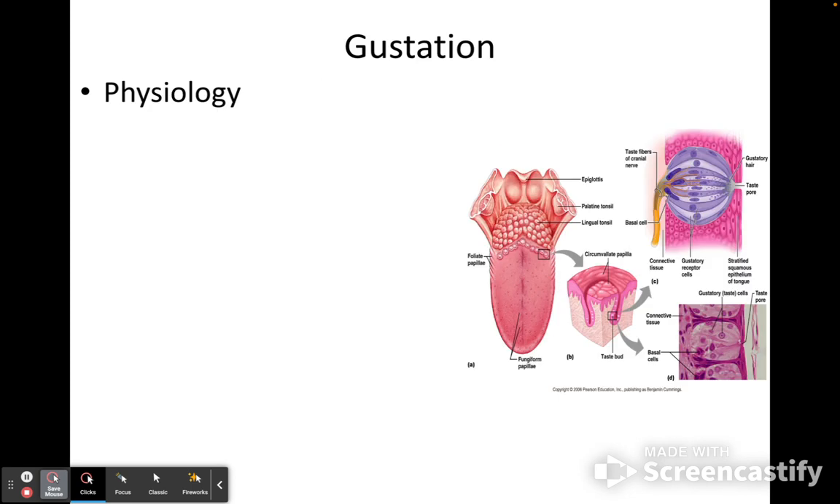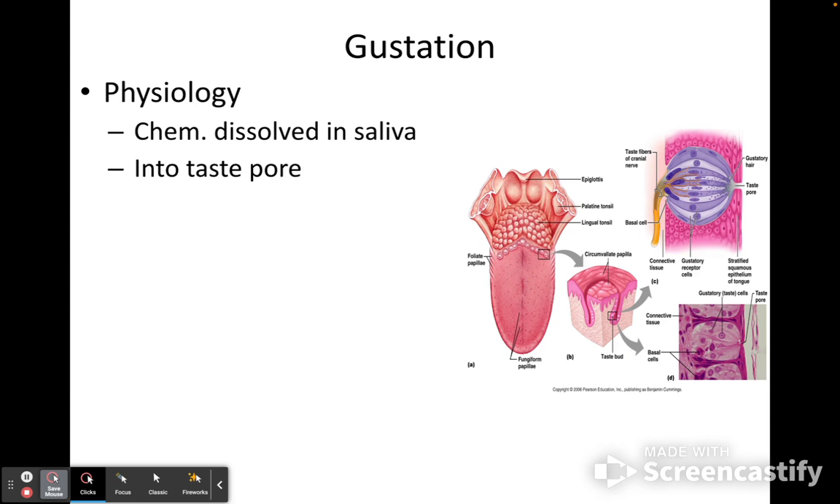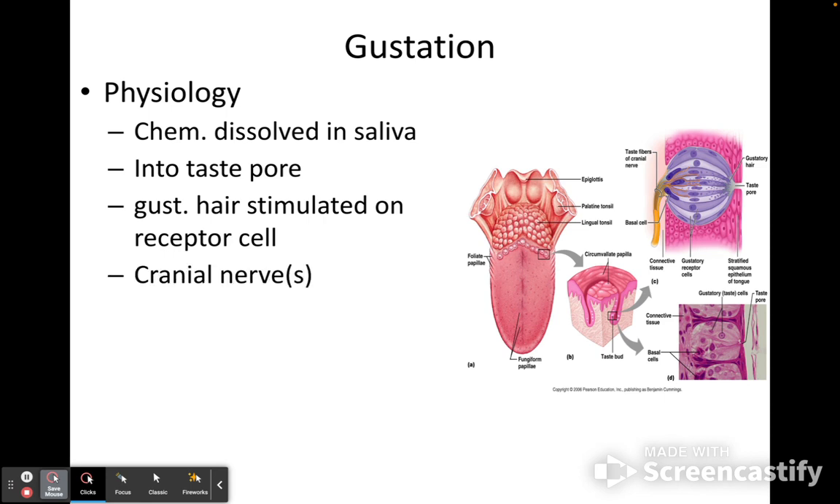Okay, now let's talk physiology. This is basically the pathway that chemicals dissolved in a solution take to stimulate and travel up to our brain so that we know what we tasted. It all starts, again because these are chemoreceptors, with a chemical dissolved in saliva. That saliva then enters the taste pore, and the fluid, which has the chemical that came out of the food or whatever you put in your mouth, is going to stimulate the gustatory hair receptors on the receptor cells.